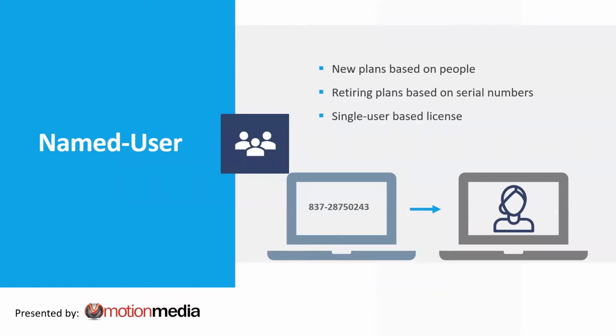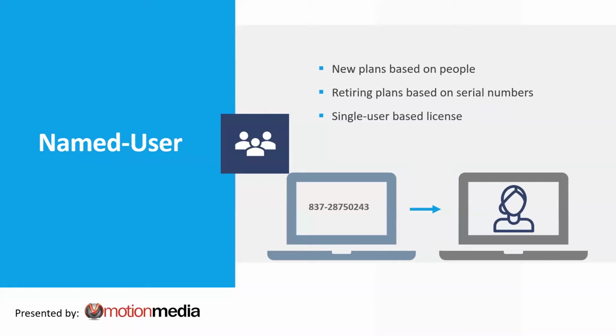All right, so first of all, just to know what a named user is and what it isn't. A named user is what is called a single user license right now. Autodesk is retiring all of the plans based on serial numbers. So any floating network license, the multi-user license, any perpetual license, all of those use serial numbers to activate, and they're retiring them all. All of the new plans are based on people, their user emails, their unique login and password. It has some advantages.